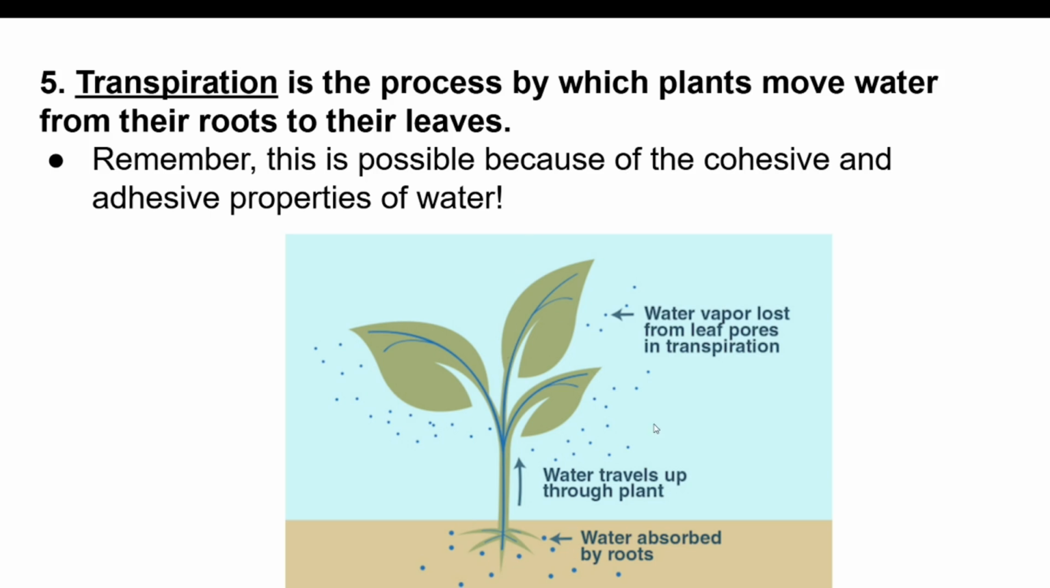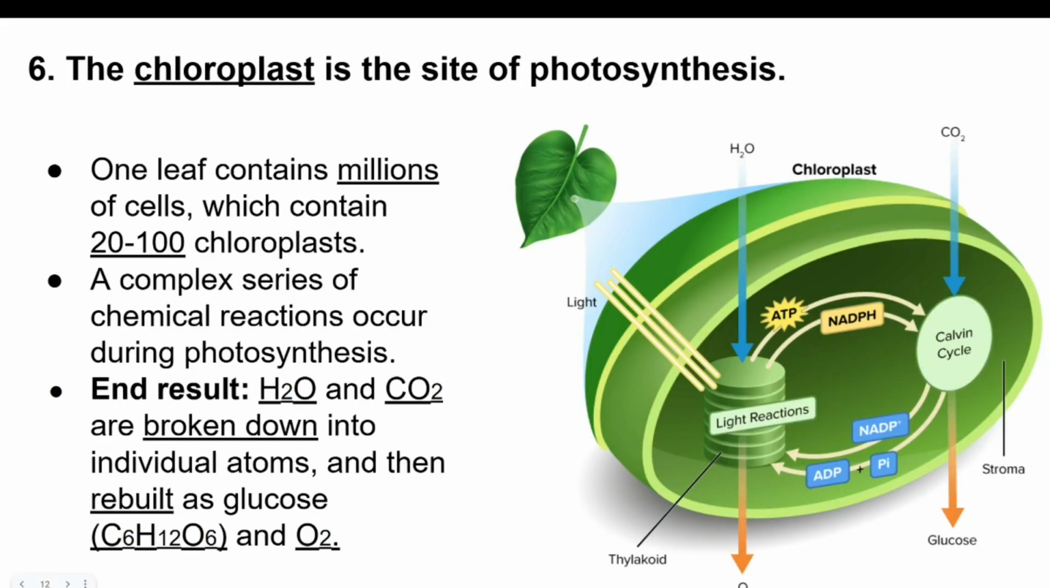All right, so the chloroplast is the site of photosynthesis. One leaf contains millions of cells, and then each cell contains anywhere from 20 to 100 chloroplasts.